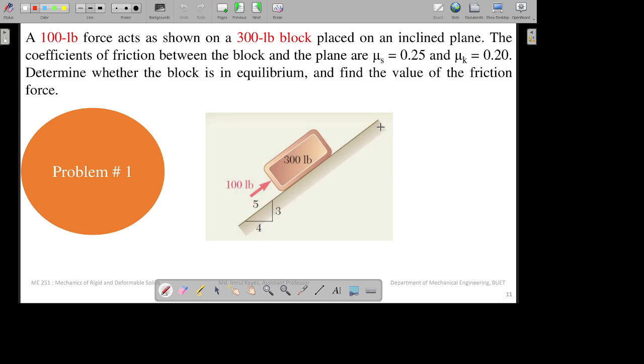So yeah, that is our first question. It's a very simple one. A 100-pound force acts as shown on a 300-pound block placed on an inclined plane. The coefficients of friction between the block and the plane are mu s, the static coefficient, 0.25, and the kinetic friction coefficient, 0.20. Determine whether the block is in equilibrium and find the value of the friction force.